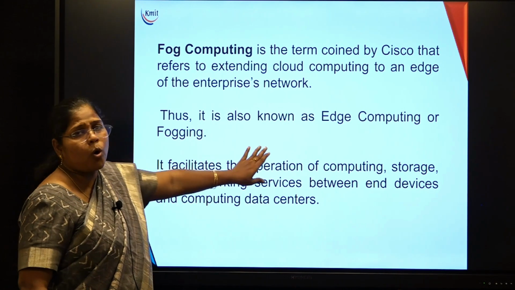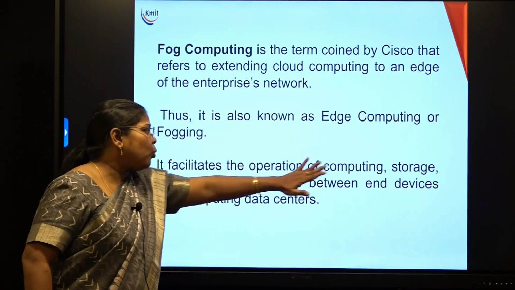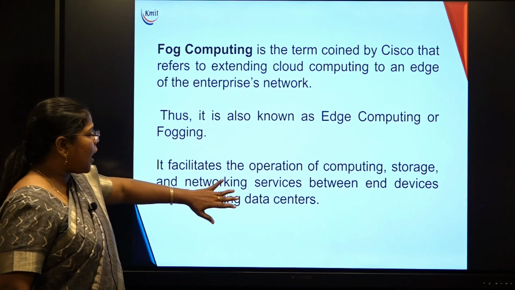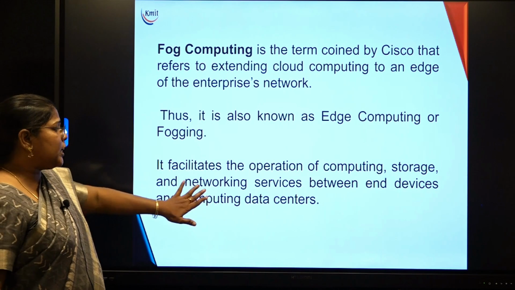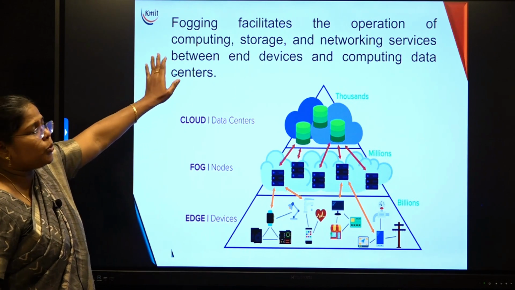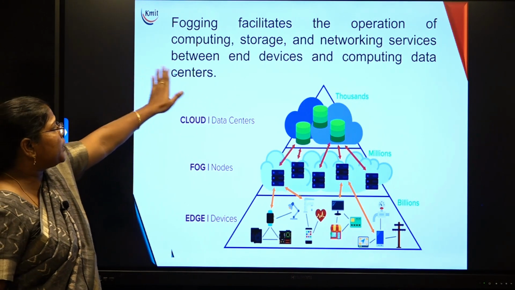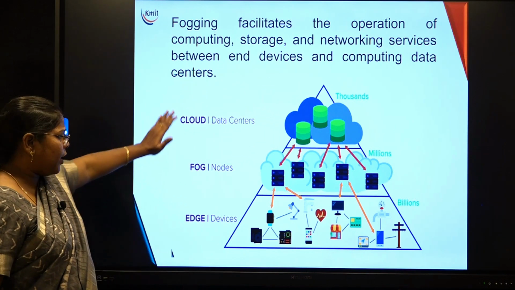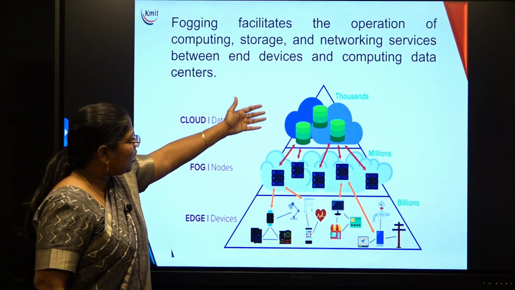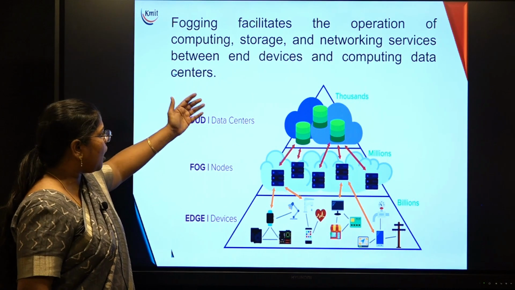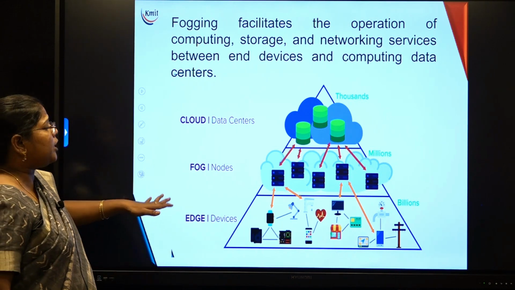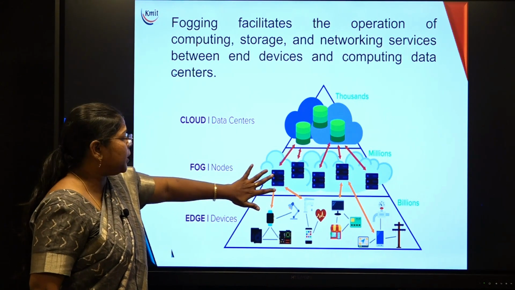It facilitates the operation of computing, storage and network services between the end devices and the data centers, storing all the details. So fogging facilitates the operation of computing, storage and network services between the end devices and the cloud. The data can be easily stored in the cloud and accessed from the data centers to the devices easily, with less computation and at higher speeds.